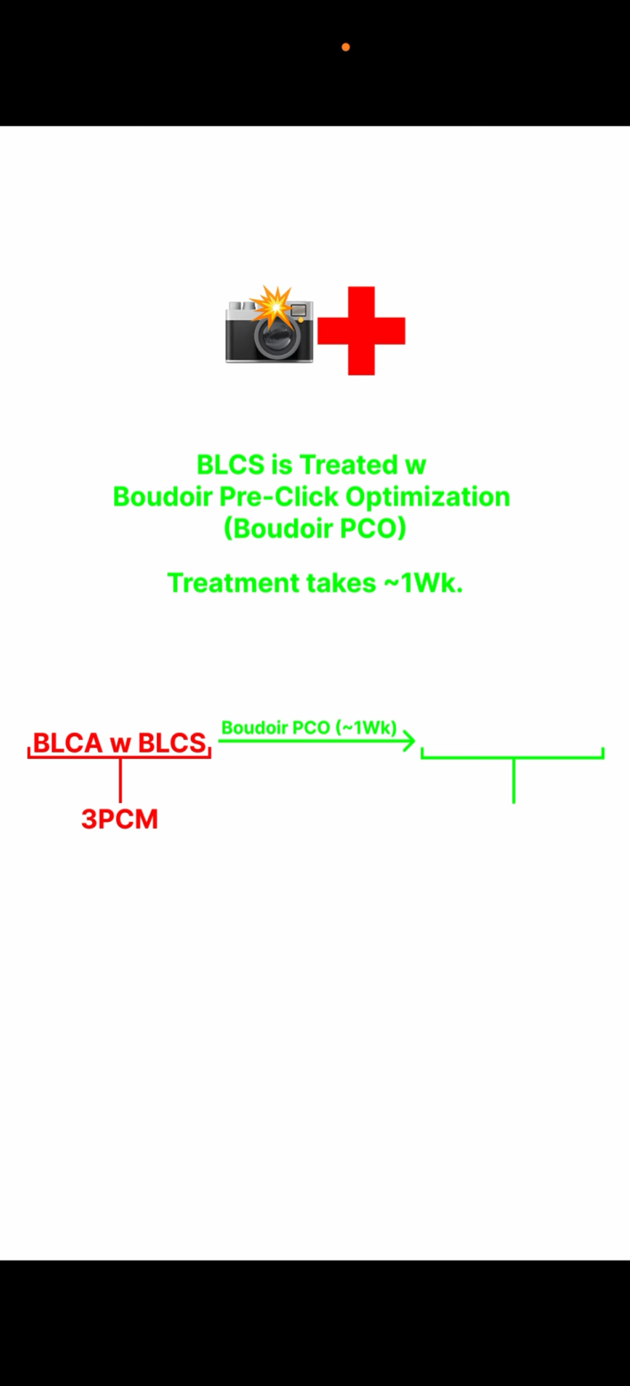And the way we do it is, we simply duplicate the current ad with BLCS. So now we got 2 ads. We treat the second one, the duplicated one, with Boudoir Pico, and then we keep running both, or keep the original one off, whatever. We get our data for the second one, and after a week, we see which one has better metrics, and we keep running whichever one has better metrics.